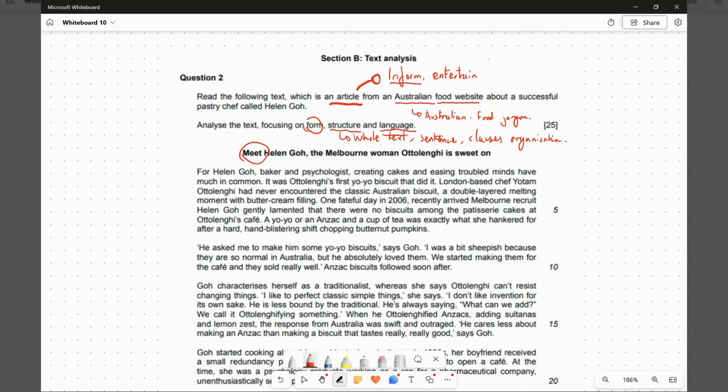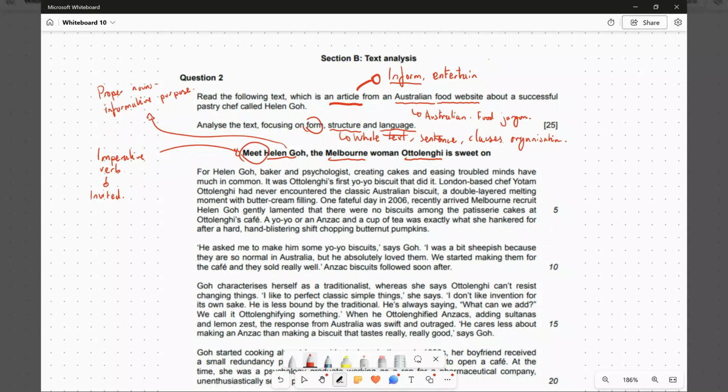So, meet Helen Go. That's an interesting verb. It's quite an instructional verb, so I could probably say it's an imperative verb. We as a reader feel invited. And again, it's meeting that informative yet playful tone. We're introduced to Helen Go. We know she's from Melbourne, and we know she has something to do with a guy called Ottolenghi. So those three are proper nouns. Why? Well, that's meeting my informative purpose. I'm not expected to know who these are.